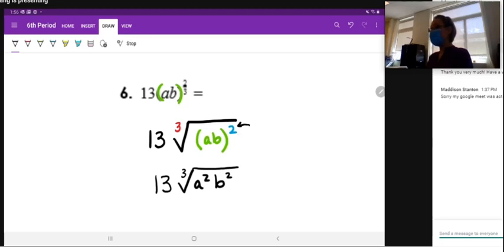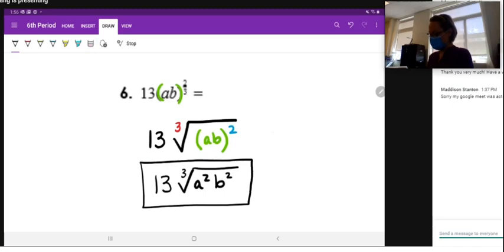Because that 2, that exponent, is affecting both the A and the B. And we learned our exponent rules last week. You can distribute that in. So this answer would be just as correct as this answer. They're both correct. The problem is, on a multiple choice test, you don't just get to write your answer in. You have to select the right answer.